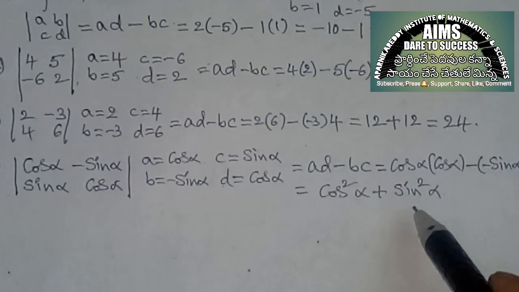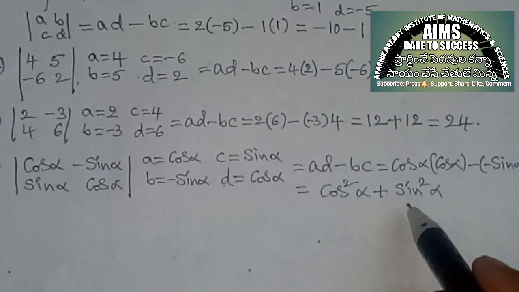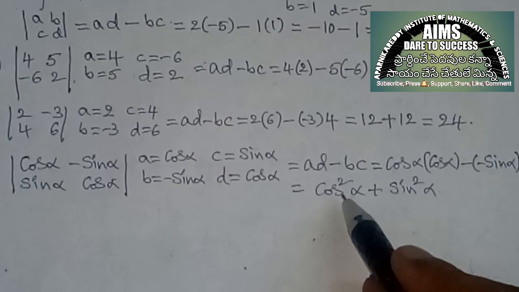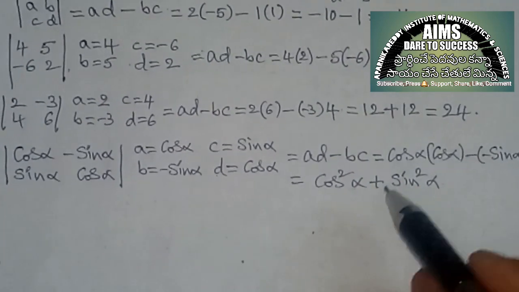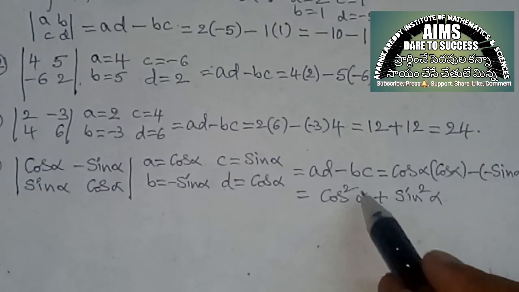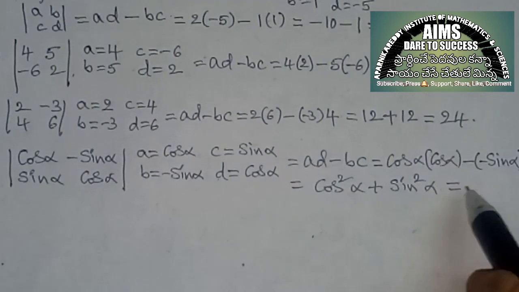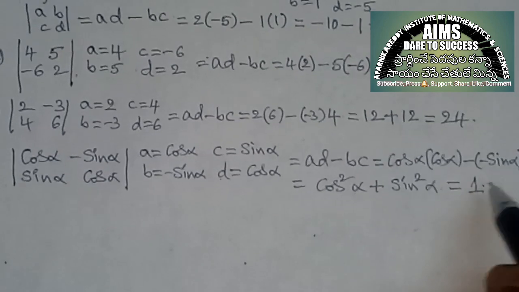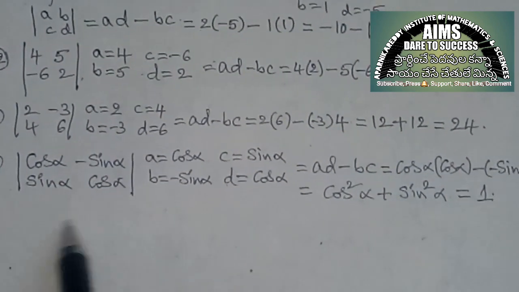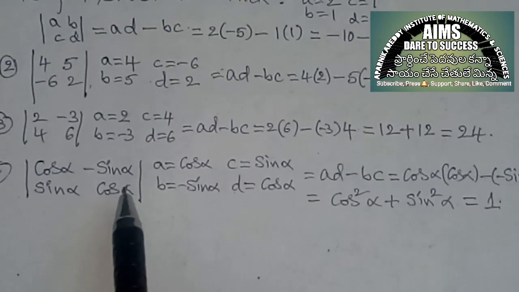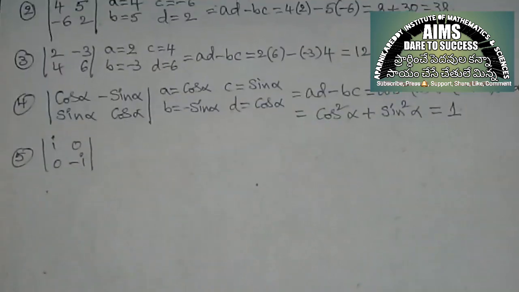This formula is from trigonometry. We know very well the value of sin square A plus cos square A is 1. So according to that concept we are having cos square alpha plus sin square alpha, the same answer, which is 1. That is the determinant of the matrix cos alpha, minus sin alpha, sin alpha, cos alpha.